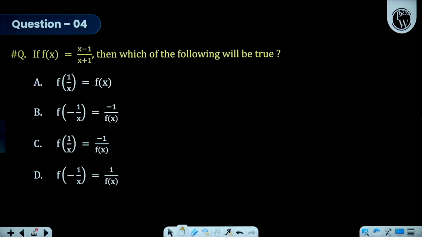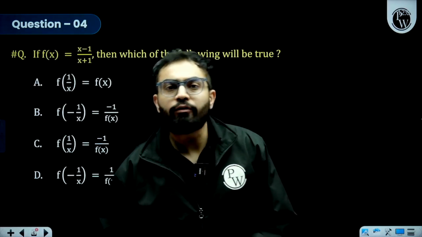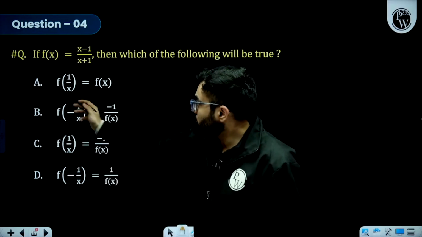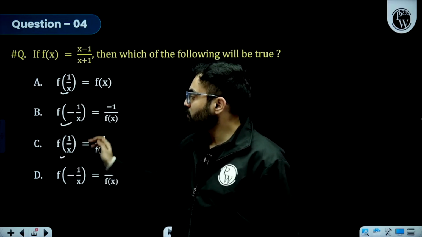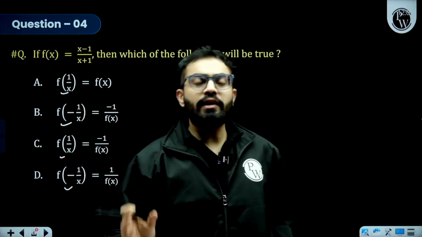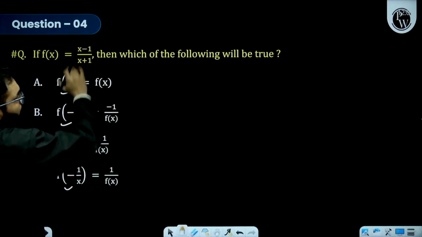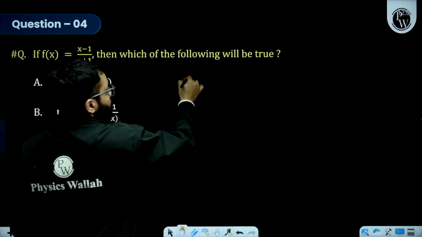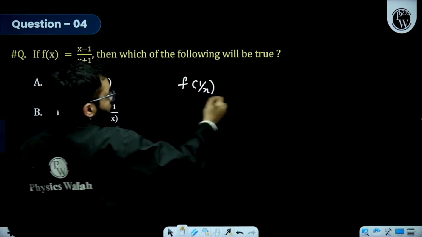All right, let us see, guys. If I look at the options, the options contain either f of 1 by x, as you can see over here as well as here, or they contain f of minus 1 by x in these two options. So it is completely understood that we'll have to substitute 1 by x in the place of x now. So if I find the value of f of 1 by x, I'll have to substitute 1 by x over here as well.